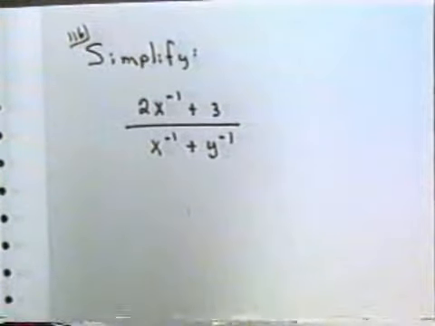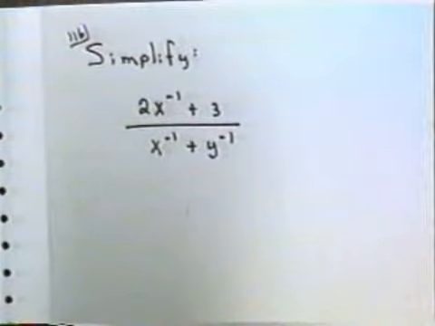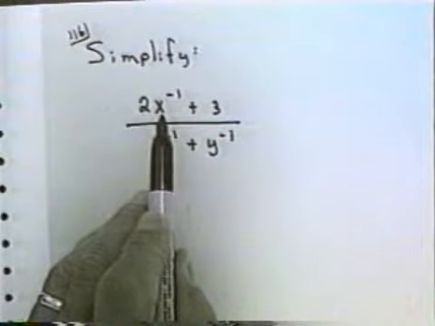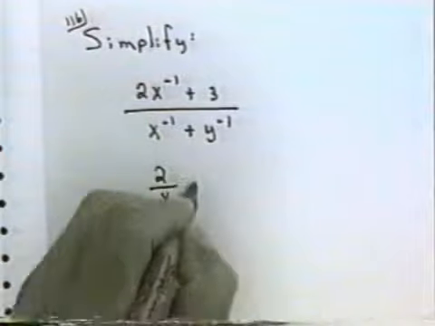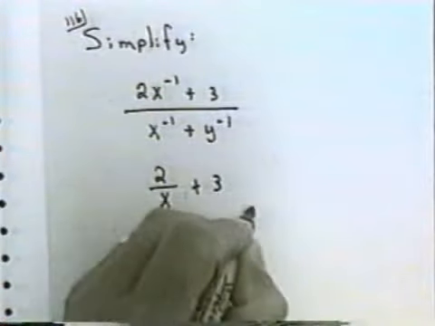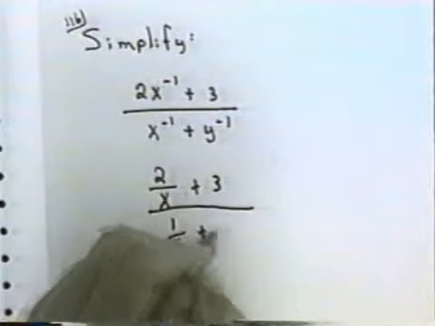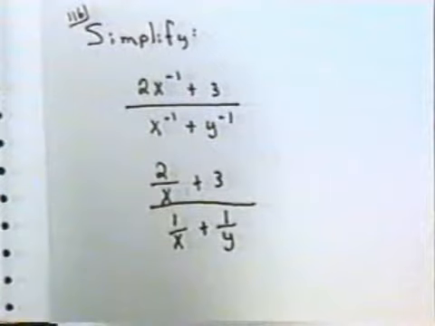Let's simplify 2x to the negative 1 plus 3, divided by x to the negative 1 plus y to the negative 1. Remember, a negative exponent tells you to take the reciprocal of the base. So this is going to be 2 over x plus 3, divided by 1 over x plus 1 over y. Now it's the algebraic fraction.